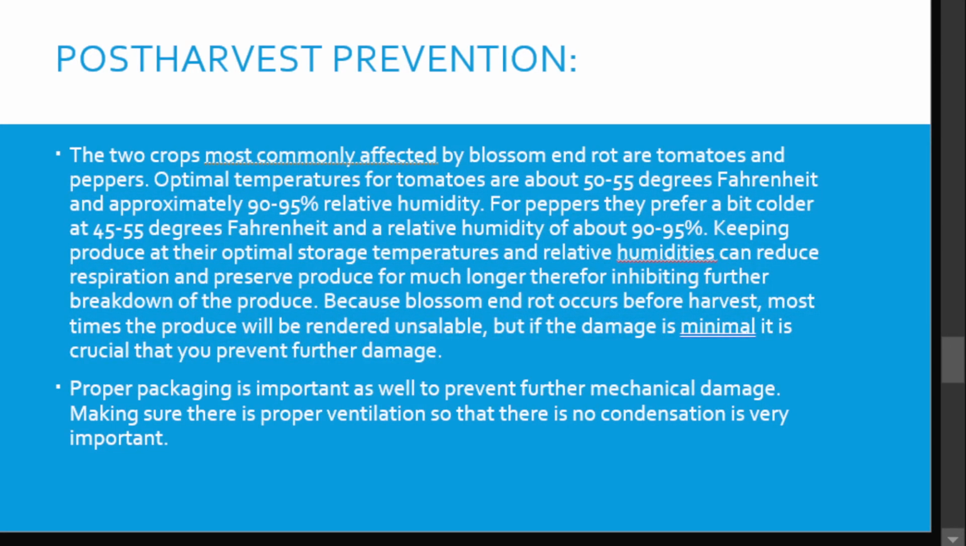Post-harvest prevention. The two crops most commonly affected by blossom end rot are tomatoes and peppers, and the optimal temperatures of these are quite similar, with tomatoes from 50 to 55 degrees Fahrenheit and peppers at 45 to 55 degrees Fahrenheit, and both have an optimal relative humidity of 90 to 95%. Keeping these produce at their optimal temperatures and relative humidities can reduce respiration and preserve produce for much longer, therefore inhibiting further breakdown of the produce.